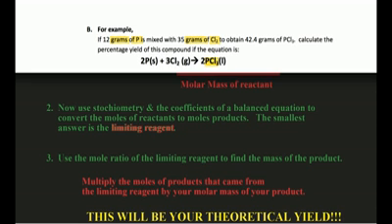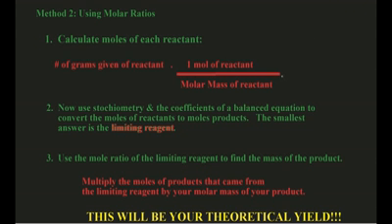Alright, so here's this problem that we're going to do, and here's the concept behind it. We're going to calculate moles of each reactant. That's step one. After we calculate the moles of each reactant, we're going to use the stoichiometry and the coefficients of each reactant to convert the moles into moles of product. So we have moles of reactant from step one. Now we convert them to moles of products in step two. The smallest answer is thereby the limiting reagent.